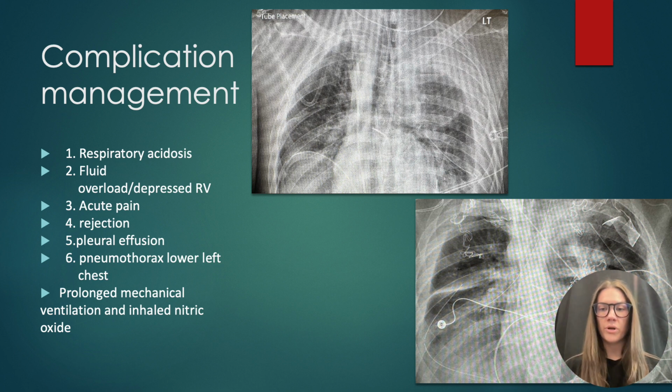Movement is so important in recovery, so we'll do passive range of motion with them if they're unable to do active. If they are able to do active and participate more so in their care, we will do our best to get them up to the cardiac chair.